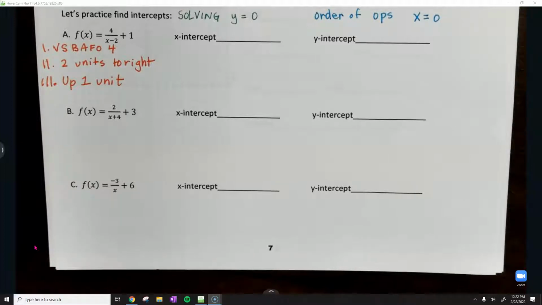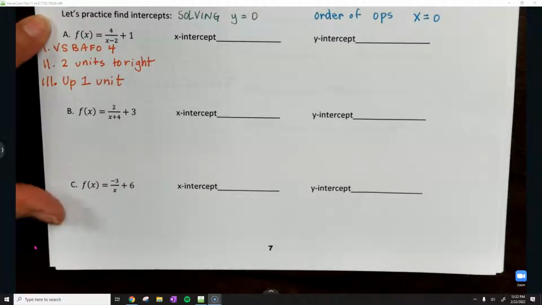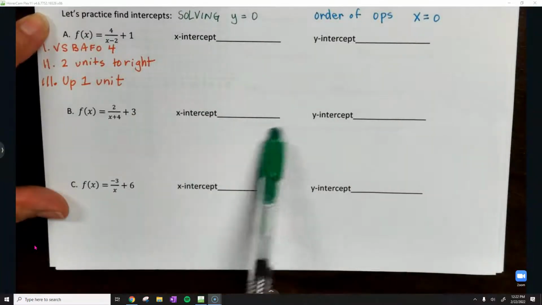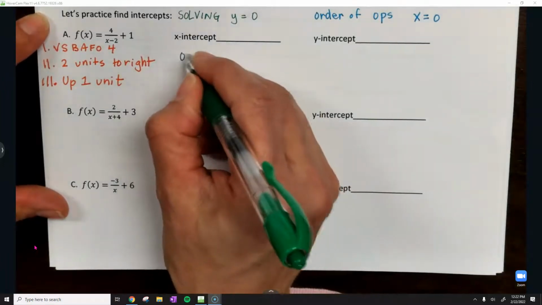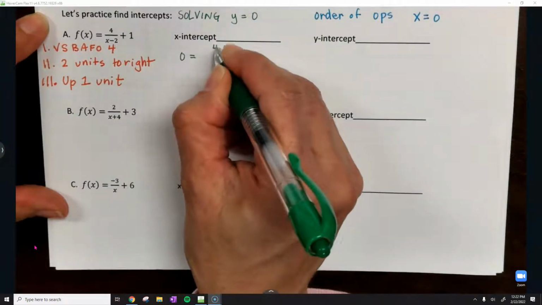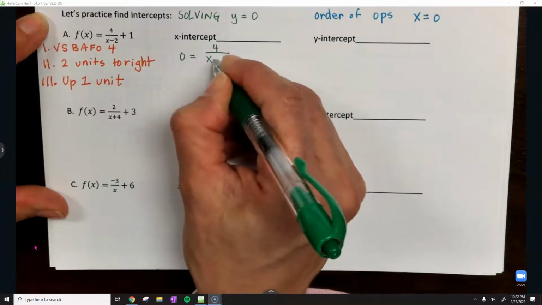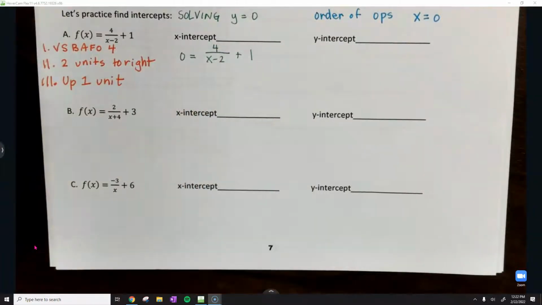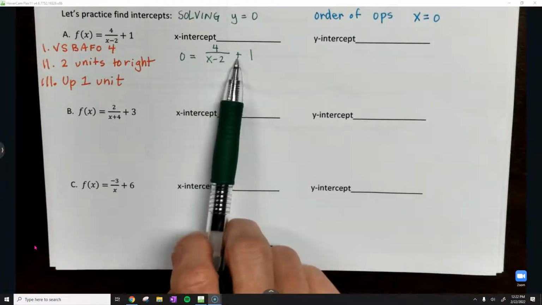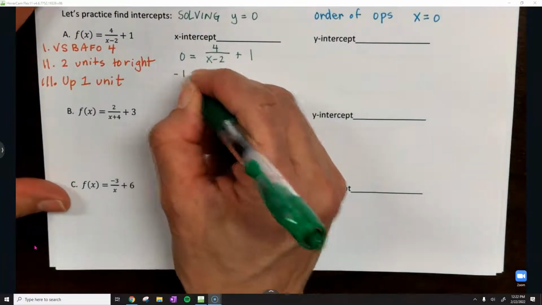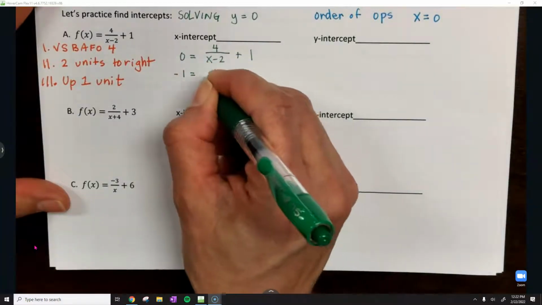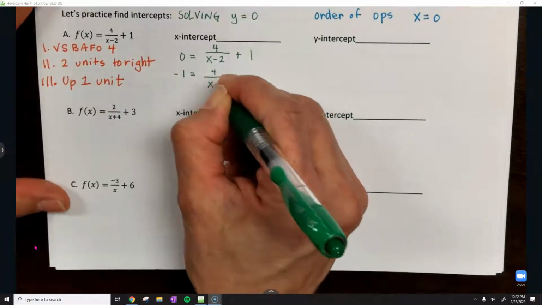So to find the x-intercept for part A, we're going to let y equal 0. So guys, I'm going to write pretty tiny in this spot right here. I'm going to solve for the x-intercept. So 0 is going to equal 4 over x minus 2 plus 1. All right, here we go, guys. We're solving for x. So I'm going to go ahead and move this positive 1 to the other side. And we're going to get 4 over x minus 2.